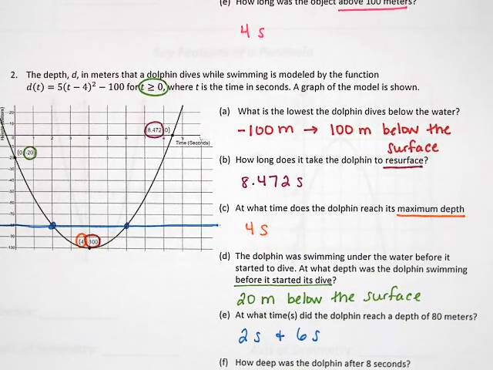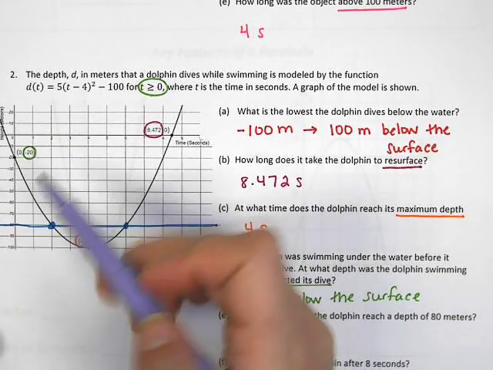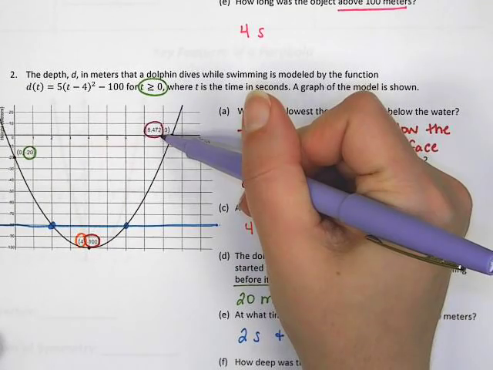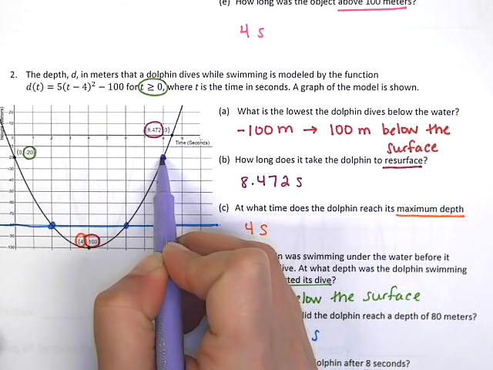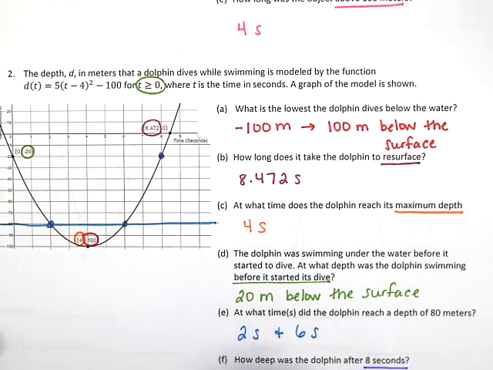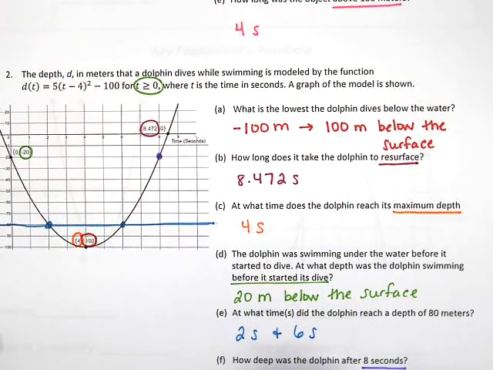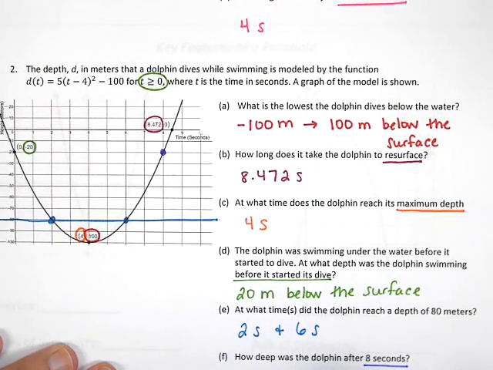And finally, the last question says, how deep was the dolphin after 8 seconds? If I want to think about how deep the dolphin was after 8 seconds, that is a time. So I'm going to go to where the time was 8, which is here, and I'm going to look for how deep the dolphin was. Now the y value there is -20. So I would say 20 meters below the surface.